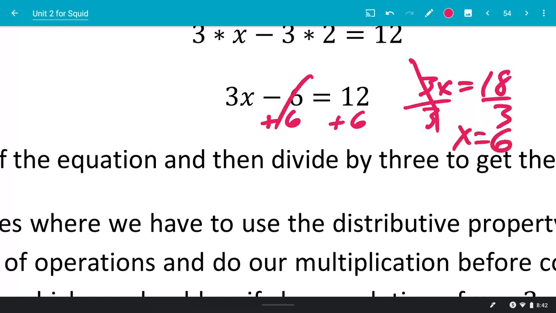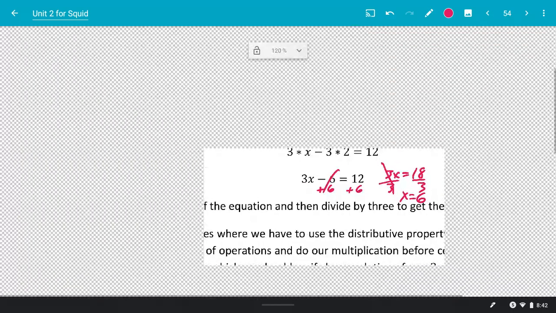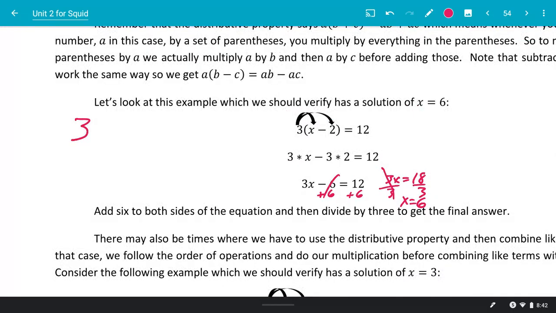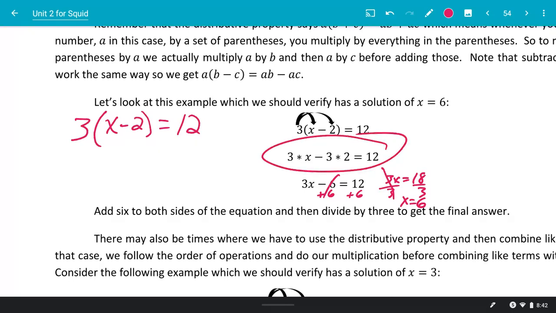Pretty cool? Simple. I want to go back and show you something else, though. 3 times x minus 2 equals 12. All of us are going to want to distribute that, yeah? No. I don't. What is distribution? Multiplication, right? So when they multiplied it, they had to do these other 2 steps, right?